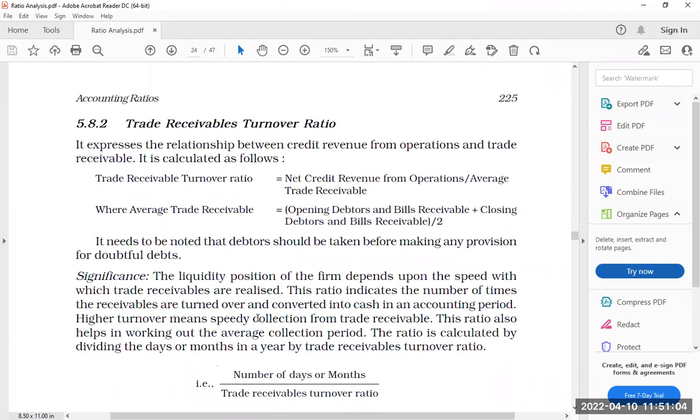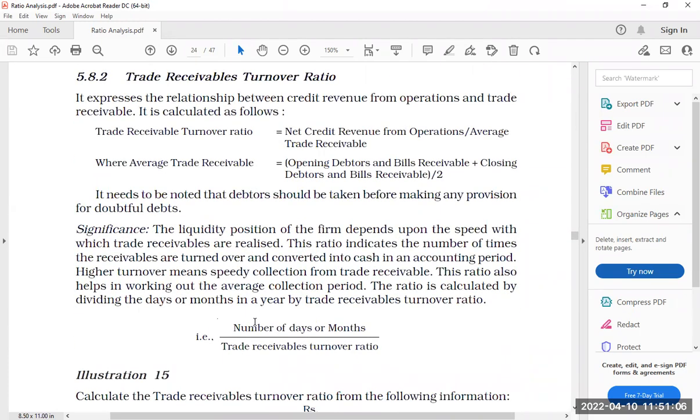The trade receivable turnover ratio. Same thing. Instead of stock, we are going with receivables turnover. How good you are in managing your collections, how good you are managing your receivables, that is being captured in this ratio called trade receivable turnover ratio. What is trade receivables? The amount receivable from the customers.